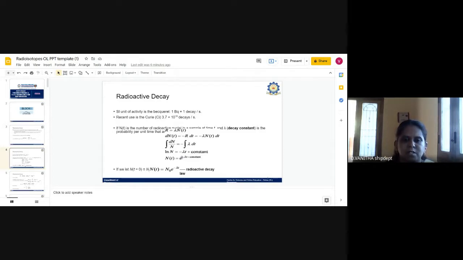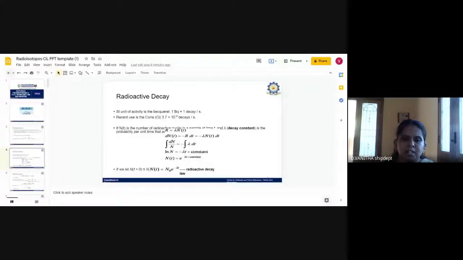So the number of radioactive nuclei in the sample is obtained by taking the exponential on both sides: N of t is equal to e power minus lambda t plus constant. Here we take N is equal to N naught when time is equal to 0, the time at which the radioactive decay starts. So N of t is written as N naught e power minus lambda t.